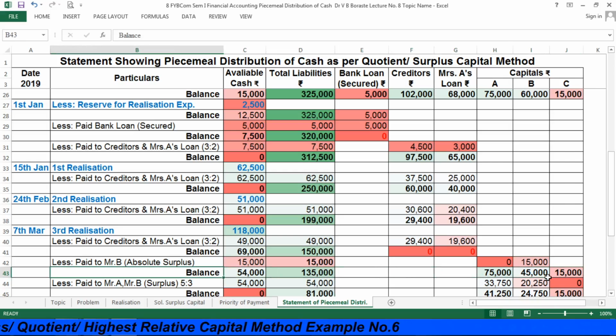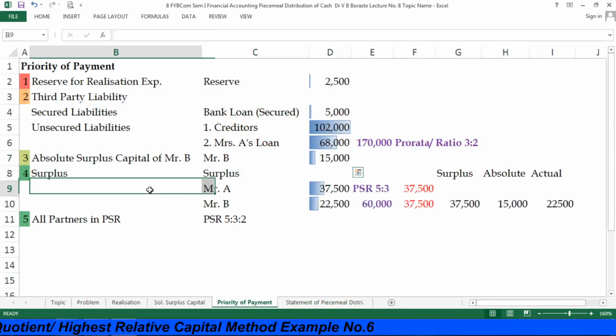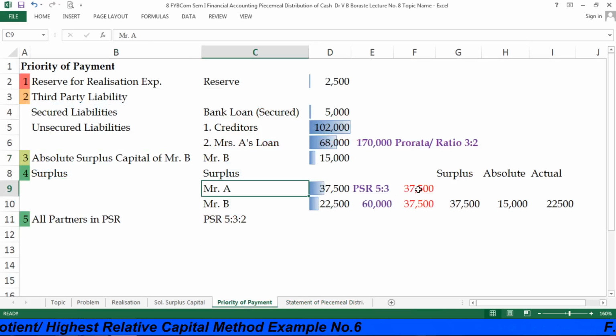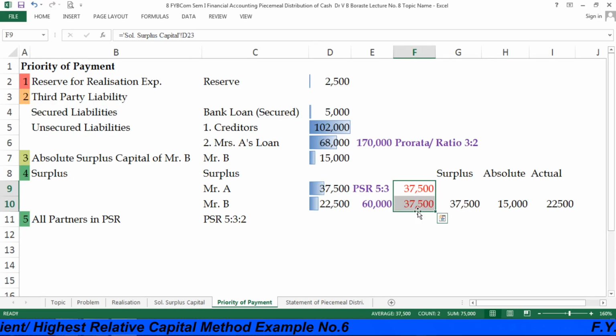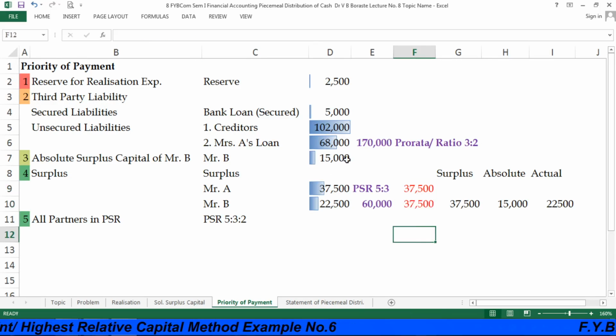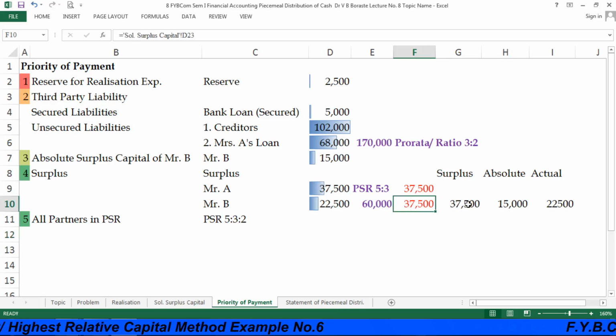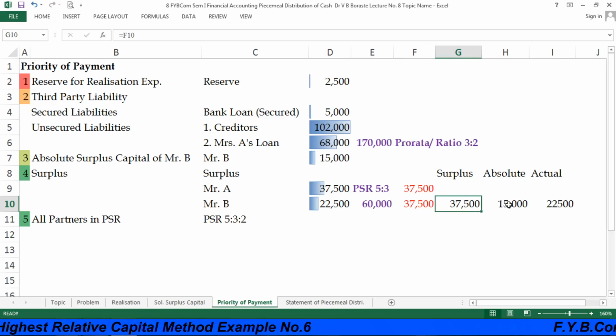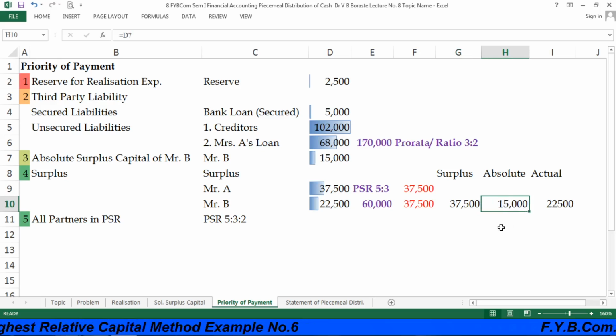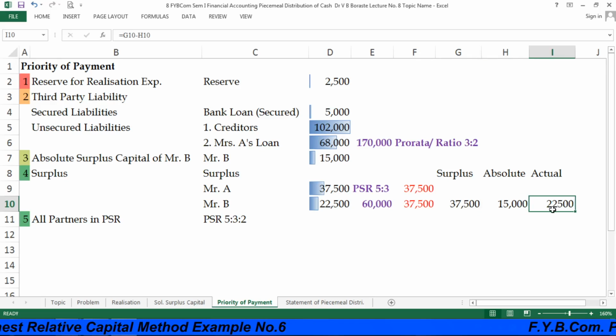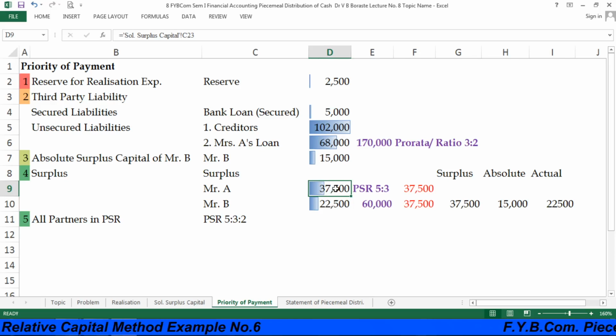So after the payment of absolute surplus, we can pay surplus capital. Here you can see in the priority of payment, surplus capital payment is 37,500 to A and 37,500 to B. But in an earlier step, we have already paid 15,000 to Mr. B. Mr. B has already received 15,000, that means he has a right to receive only 22,500. So Mr. A will receive 37,500 and Mr. B will receive 22,500.